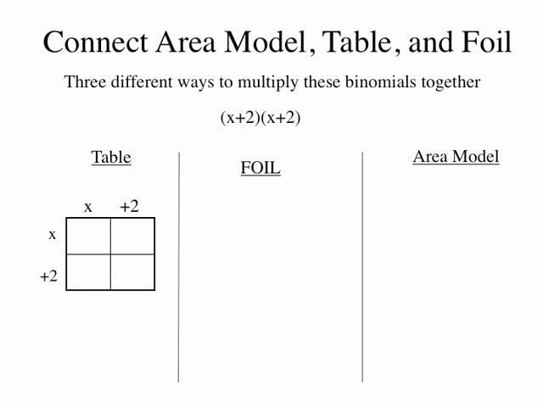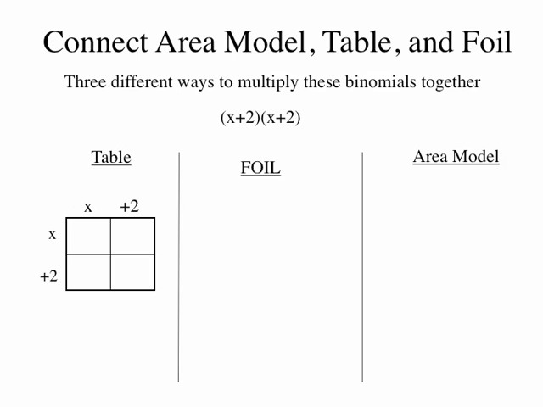So at this point, it looks like we've learned three totally different ways to multiply together some binomials. Let's see if we can't connect the table method, the FOIL method, and the area model with each other. Let's start with x plus 2 times x plus 2.